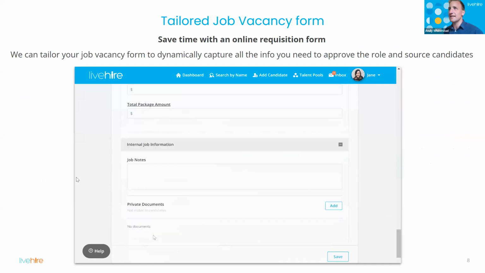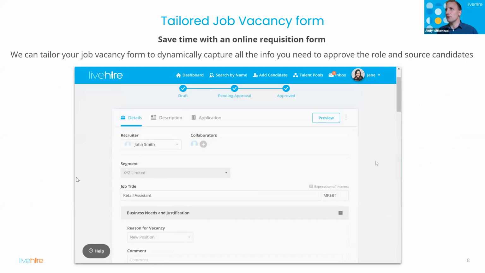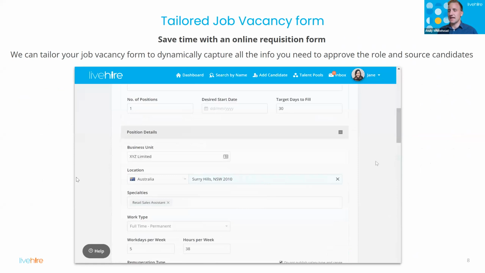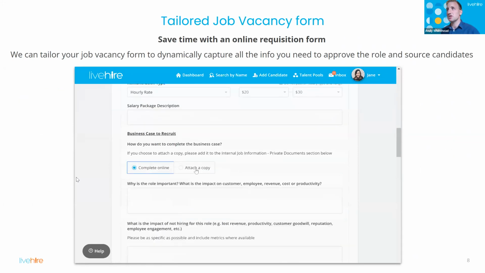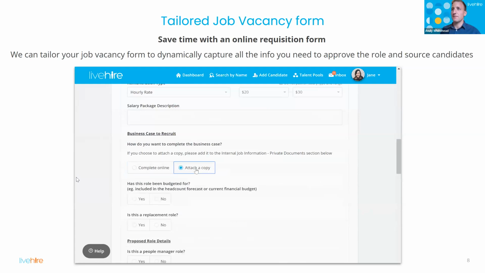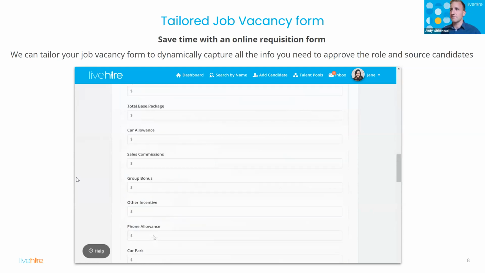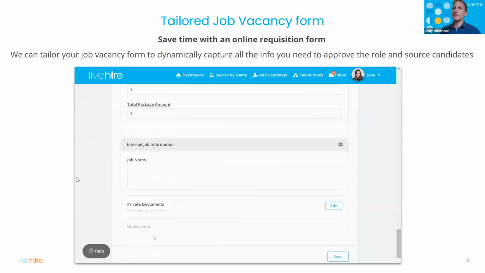Now, what you're looking at here is a job vacancy form, which can be dynamically adjusted with our partnership to capture different information based on the previous questions being asked. What we're looking at here is a little tick button: has this been budgeted for? Yes, no. The result of that question will have a follow-up question.